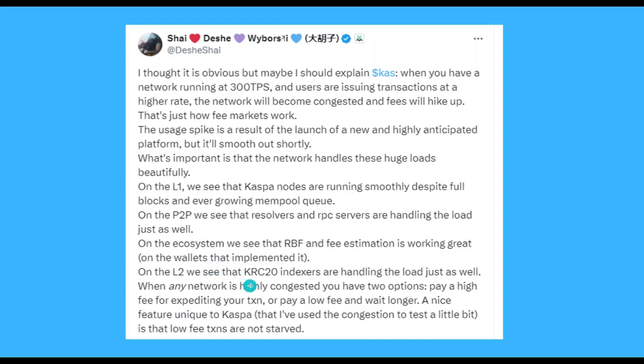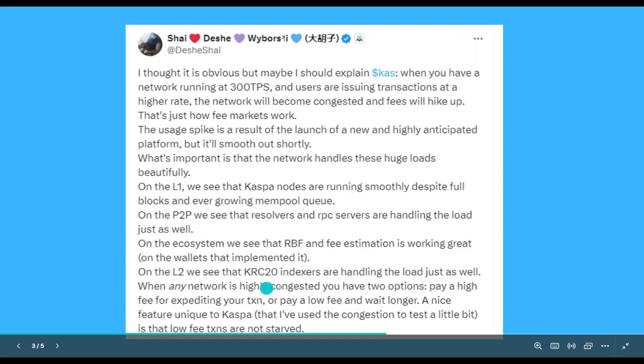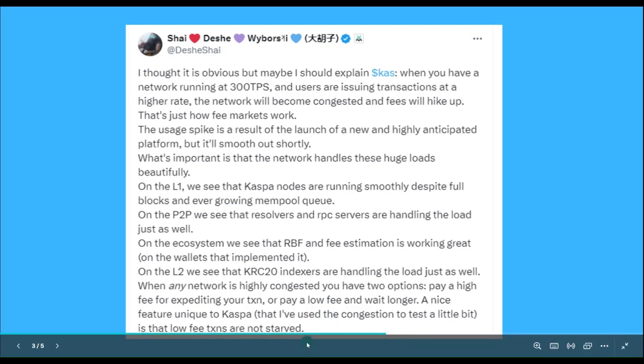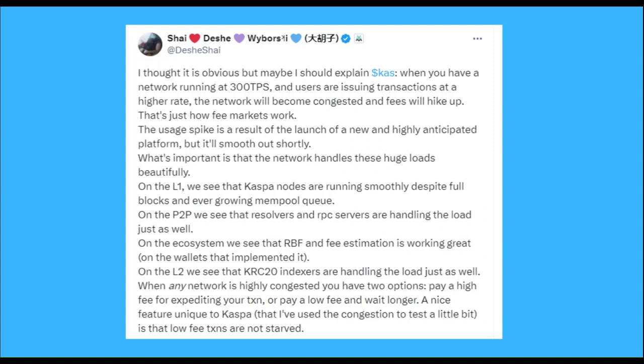When any network is highly congested, you have 2 options: pay a high fee for expediting your transaction, or pay a low fee and wait longer. A nice feature unique to Kaspa that I've used congestion to test a little bit is that low fee transactions are not starved. I presume what he means is that the low fee transactions do eventually go through. That's my understanding of it.